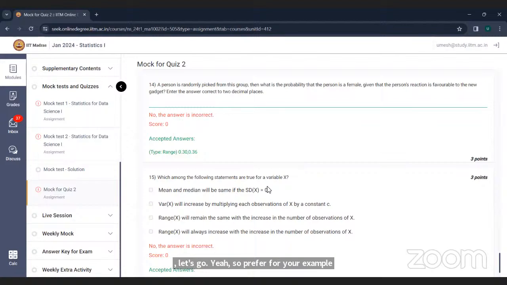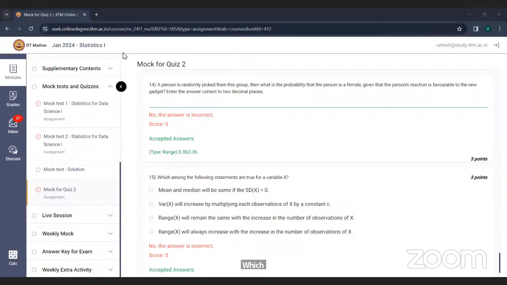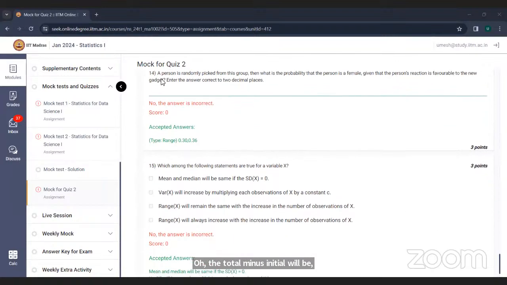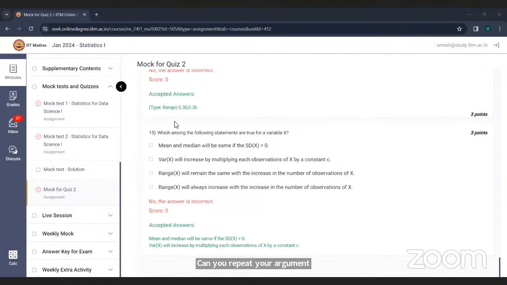Sir, can you tell us about the last option? Repeat the last question. Someone gave an argument that if the observations increase, then the range will also increase, since the total minus initial is the range. It's not my argument; someone defended that argument. According to that, the fourth option should be right. So why is it wrong?